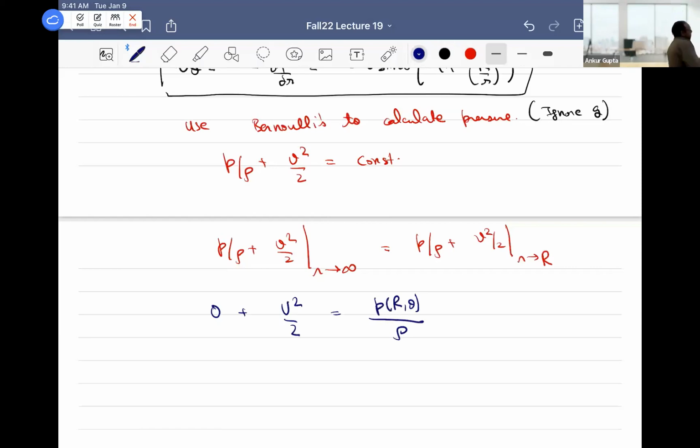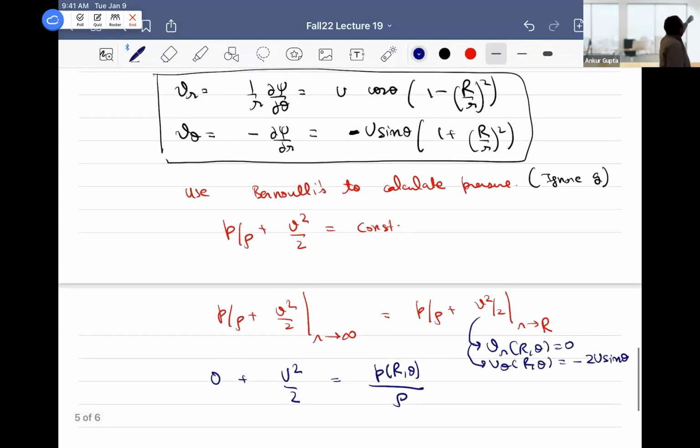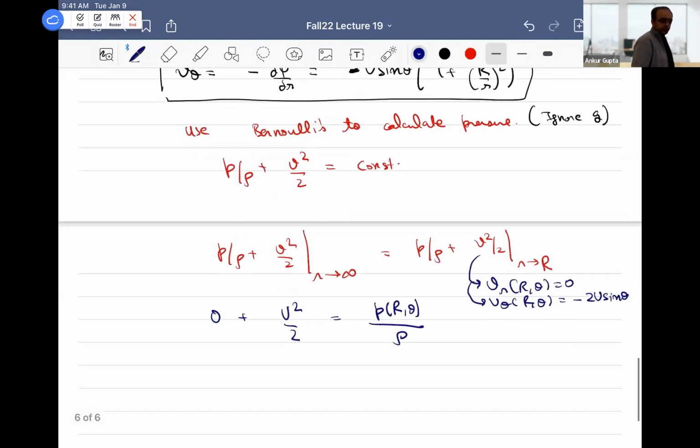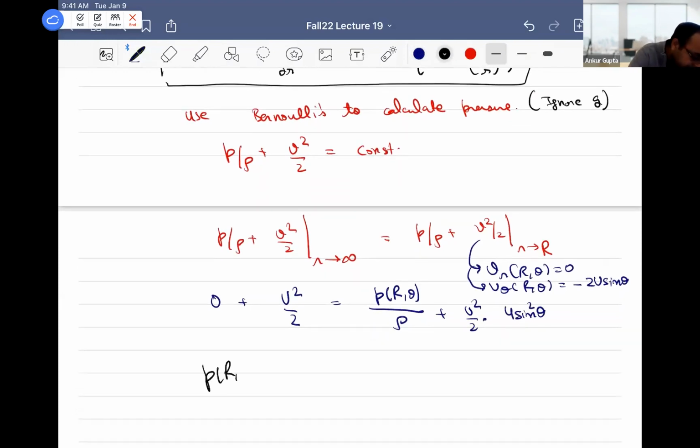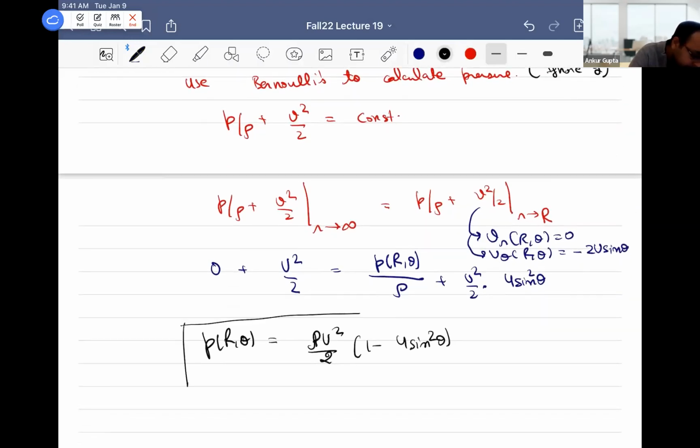And what is the velocity at the surface? The velocity v_r we know is 0, right? And v theta, I was just mentioning, if you put it in, becomes minus 2u sine theta. You can check: put small r equal to capital R, you will get minus 2u sine theta. So that means this becomes u square by 2 times 5 sine square theta, and that means p of r comma theta is rho u square by 2 times (1 minus 4 sine square theta). This is my pressure.